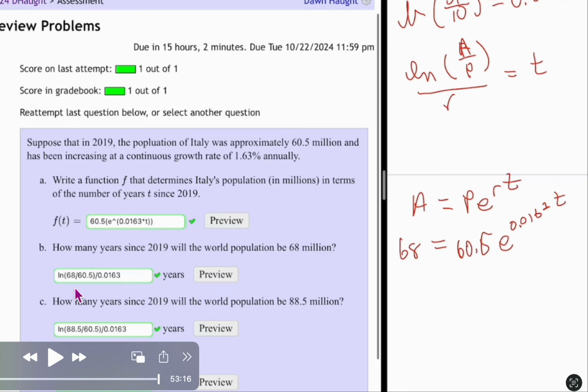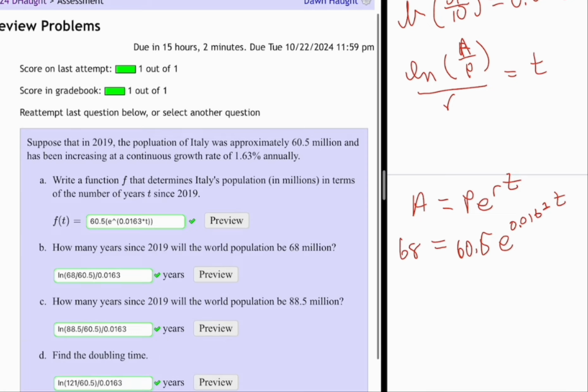You'll notice I have 68 there. C, when will it be 88.5? I put 88.5 where the 68 was. And then the final one is a little tricky one. When is it going to double? So just think about it: double of 60.5, or 60.5 times 2, is 121. So you'll notice I put 121 in the same spot. For B, I put 68, and for C, I put 88.5. For this one I just use the double amount, 121.